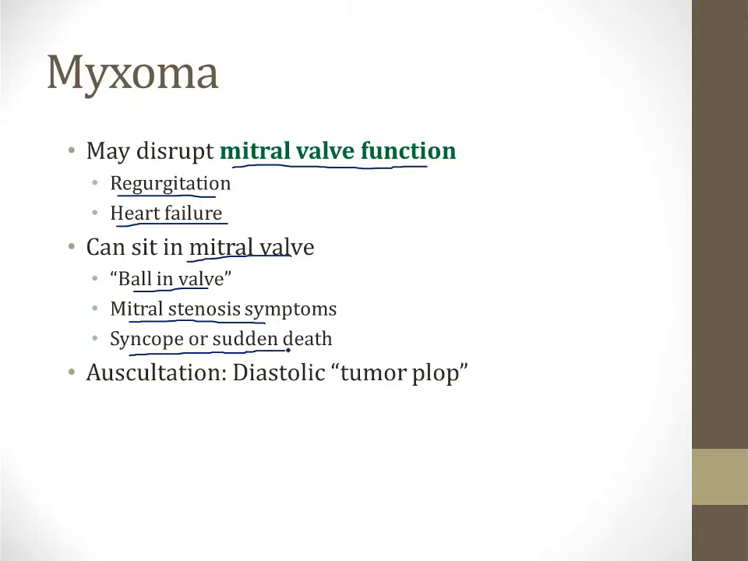So the classic scenario for a board question is to describe a patient that dies suddenly and at autopsy is found to have a myxoma. If you're asked about the mechanism of death, it was likely obstruction of the mitral valve via this ball-in-valve phenomena. And then finally, sometimes patients with myxoma have a particular oscillatory finding you can hear with your stethoscope. This is called the diastolic tumor plop.